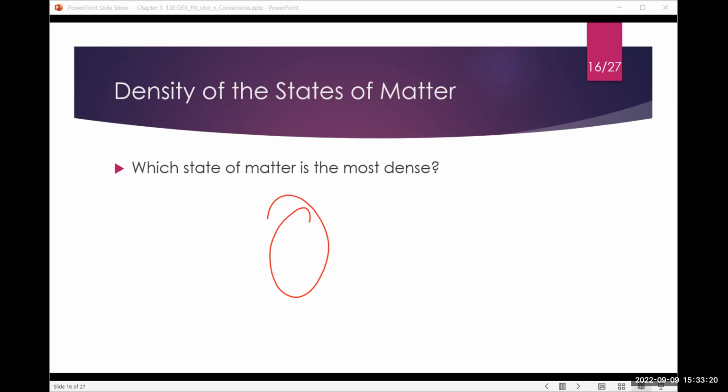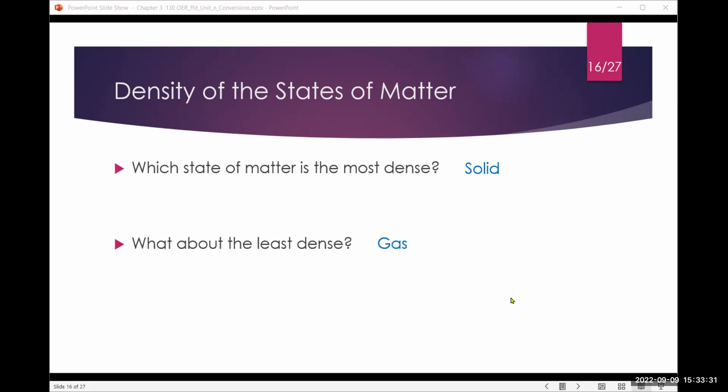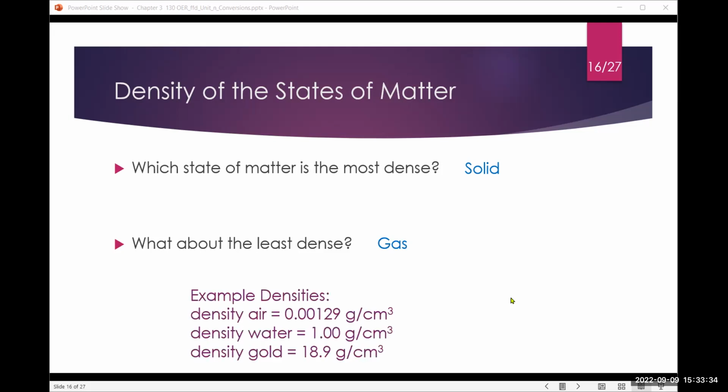All right, let me clear this up a little bit. Okay, solid is the most dense of the states of matter, whereas the least dense is gas. So you can see here by the density, which is in this case in units of grams over cubic centimeters, which is also milliliters, the density of air is much smaller than the density of, say, gold or most solids.